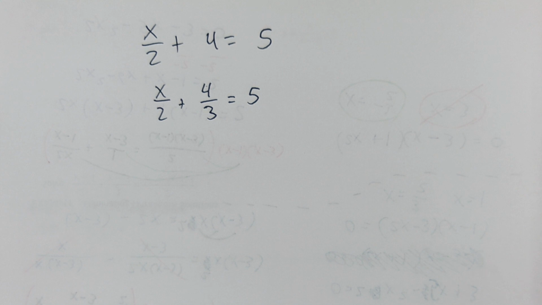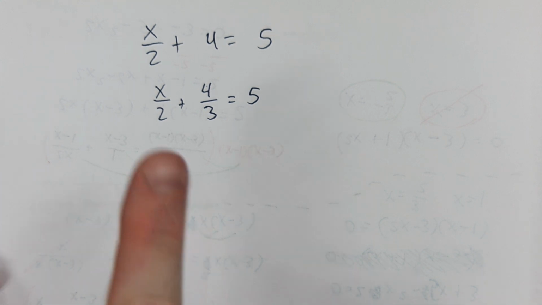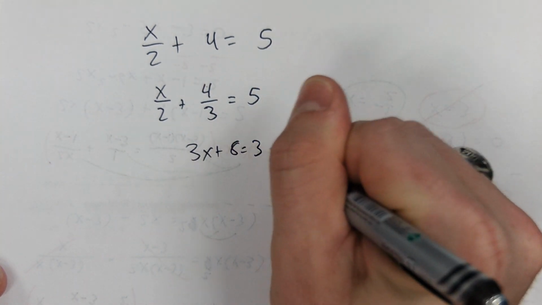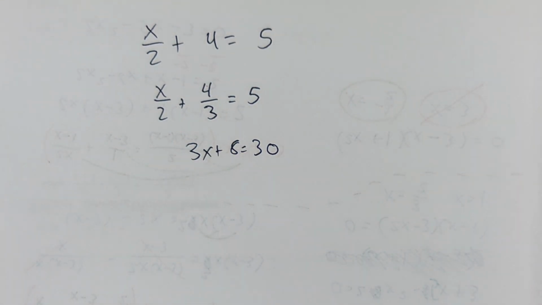For example, in this one, if you did decide to distribute a 6, you'd get 3x plus 8 equals 30. You would subtract 8, you get 3x equals 22, and you would get x equals 22 over 3 solved. Okay?